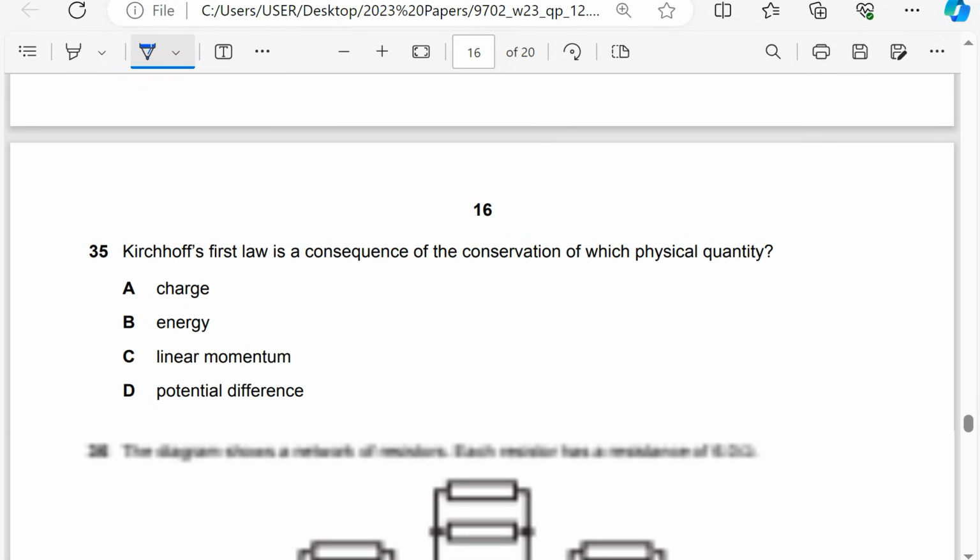Okay. Kirchhoff's first law is a consequence of the conservation of which physical quantity? We know that the first law is charge, the second law is energy. So the answer here is A.